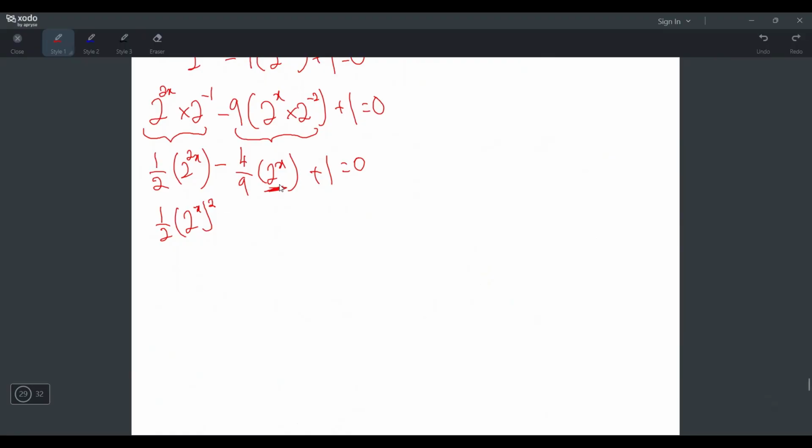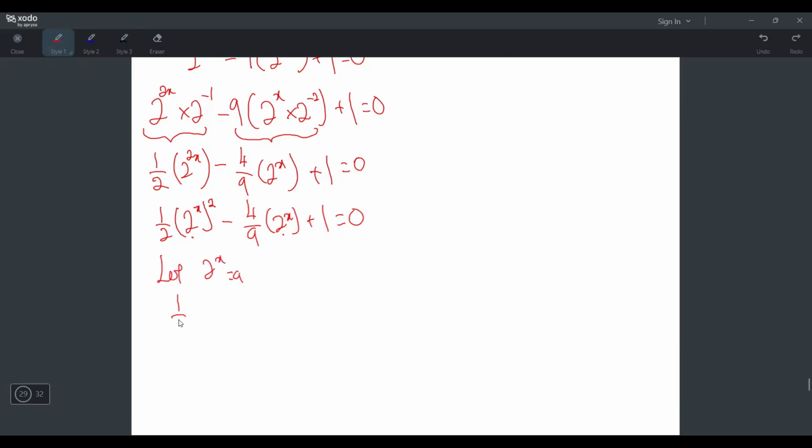Because I want it to be the same as this, so that in the next step I can temporarily change the 2 power x to a. Let 2 power x equals a. Okay, minus 509, 409, and then 2 power x plus 1 equals 0. Okay, now the brackets here are the same already. I will let 2 power x equal a.